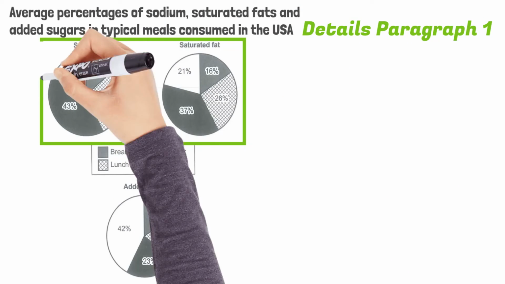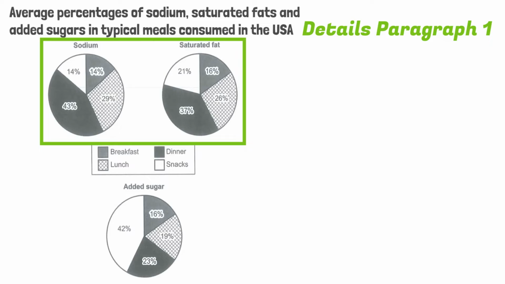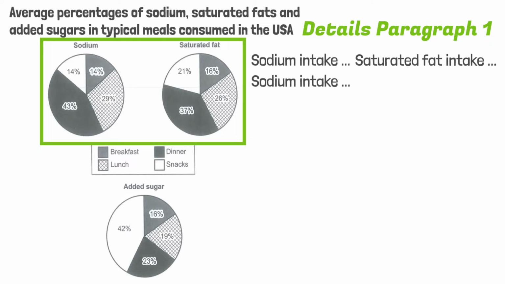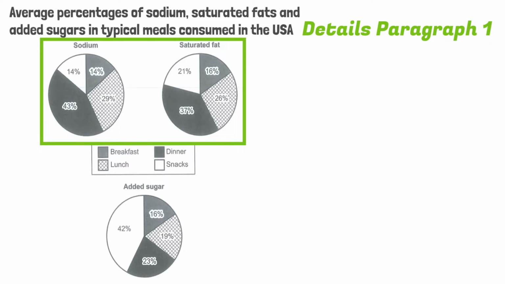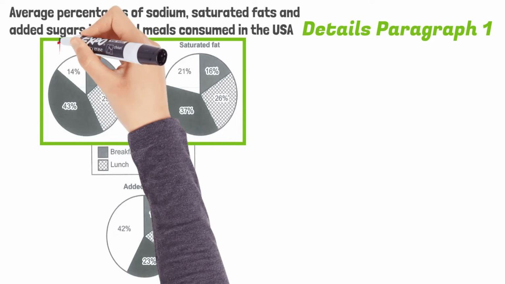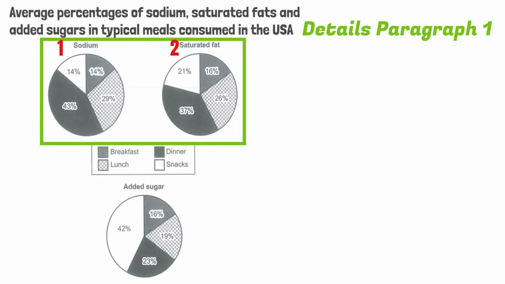Grouping the first two charts into the same paragraph doesn't mean we should describe them at the same time. Going back and forth between sodium and saturated fats will only make your essay hard to read. Your comparisons will be much more clear if you describe the first two charts one at a time. So, when you describe the first chart, you simply describe it.